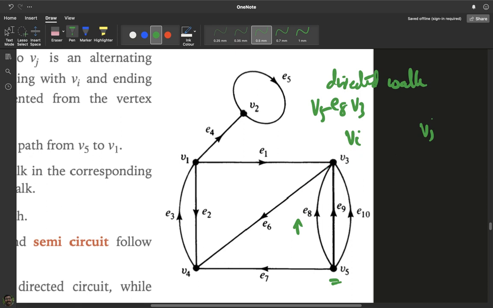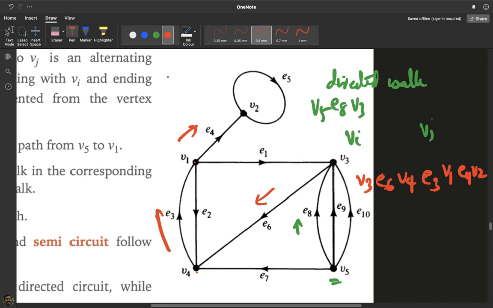Suppose I am starting from V3. I'll explain it once again. I am starting from V3, going through E6, and I reach V4. Then I go through E3 and reach V1. I go through E4 and reach V2. So this was my path. I went this way according to the direction of the edges. I started from V3, went through E6, reached V4, went through E3, reached V1, and reached V2. So this is an example of a directed walk.